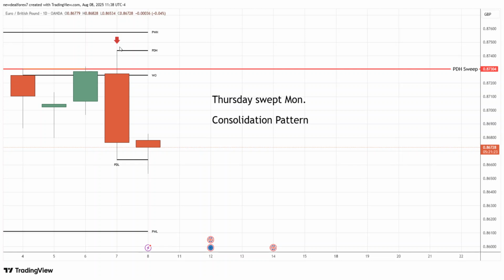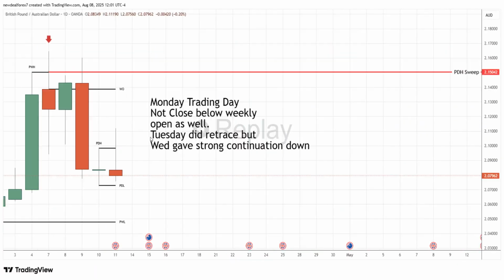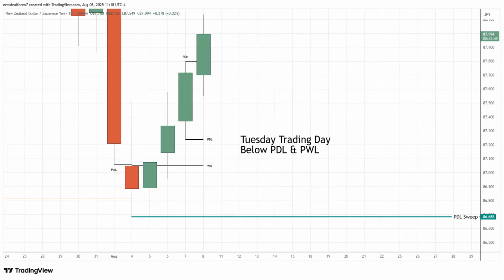But then price finally did close below the weekly open. But by Thursday, that's pretty much it. So this is mainly your trading day right here on Thursday. It's possible Friday does continue down, but sometimes it won't. So it's just kind of a crapshoot. So that's pretty much it. That's what you're looking for when it comes to trading the weekly profile.